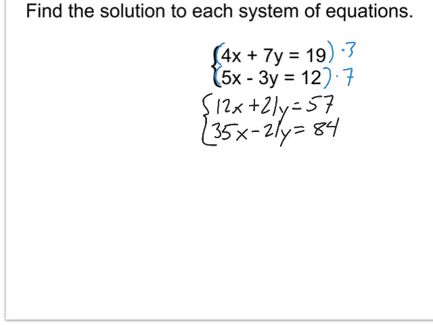All right, so there's my new system. I can go ahead and now add those together. We should get 47x equals 141. Divide both sides by 47, and we get x equals 3.